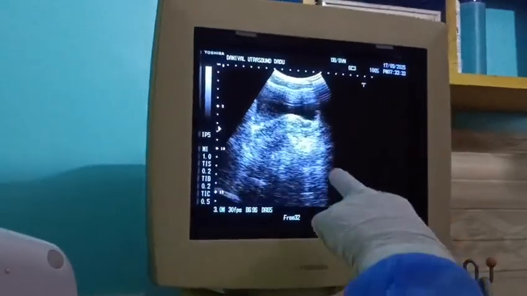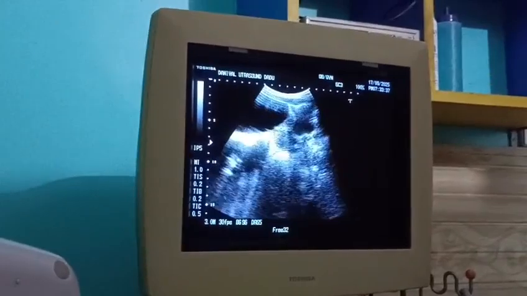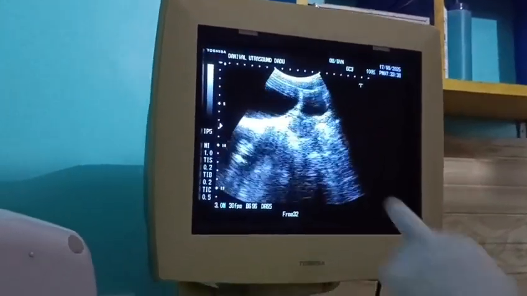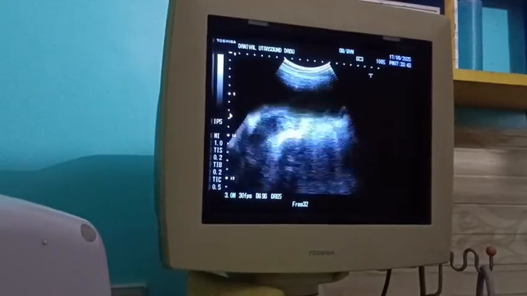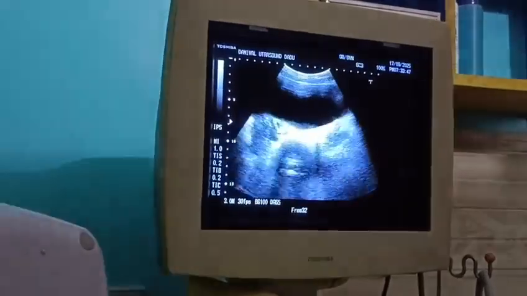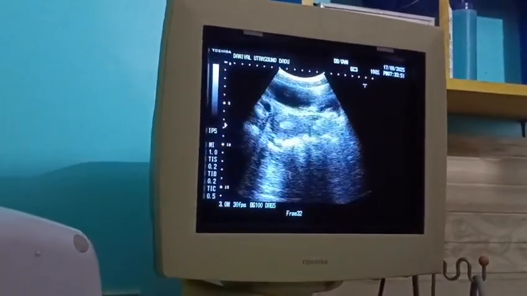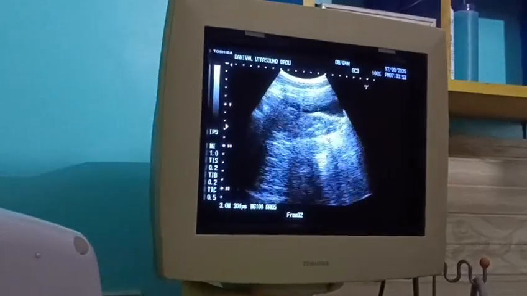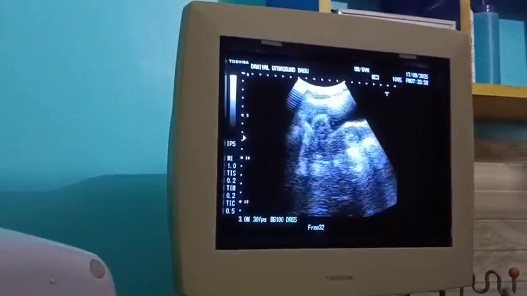You see, this is the transverse section again showing the differentiation between the urinary bladder and the large cystic structure. So this is a cystadenoma, an ovarian cystadenoma. Now we have to determine whether it is a right or left ovarian cystadenoma.